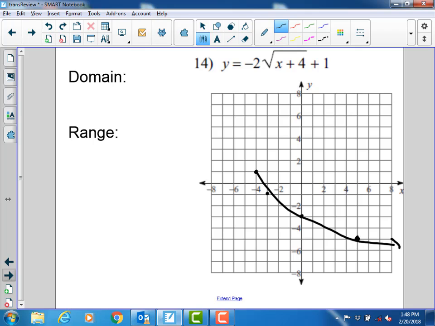So our domain stays the same, x is greater than or equal to -4. But since this one's going down with the range, we need to say y is less than or equal to 1.